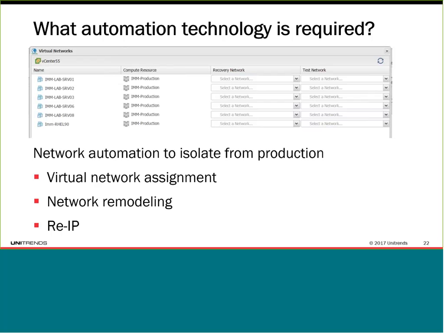Being able to set up those workflows around virtual network assignment, network remodeling, if it happens to be between on-premise infrastructure and a cloud infrastructure or two different types of infrastructures, as well as re-IPing, when you basically have different network IP schemes between the sites. All that automation is really important to be able to point, click, and set up pretty easily as well.